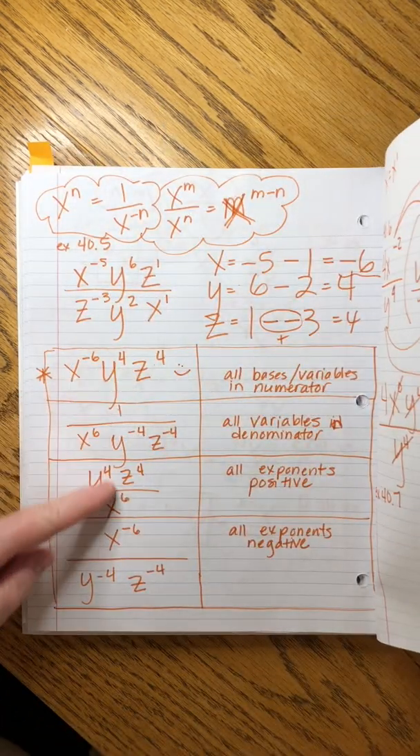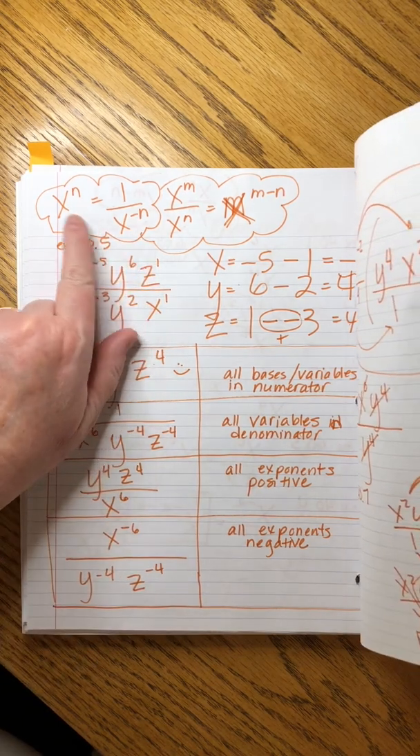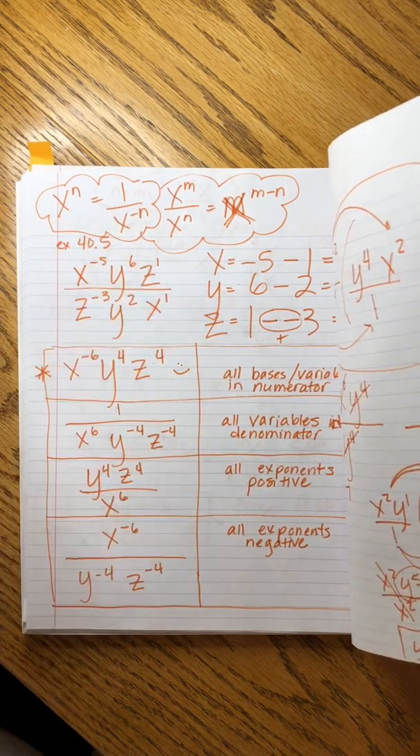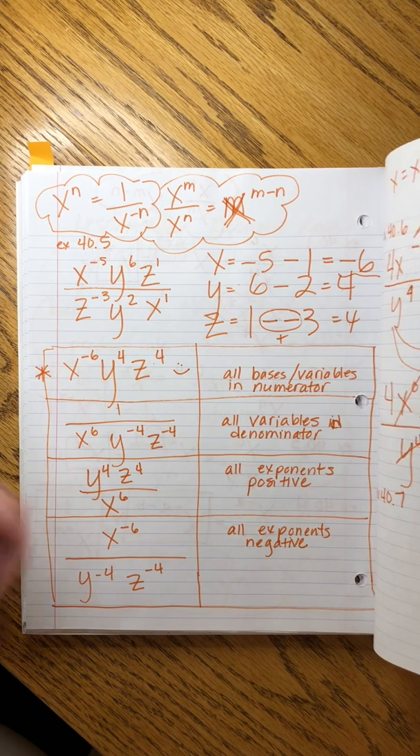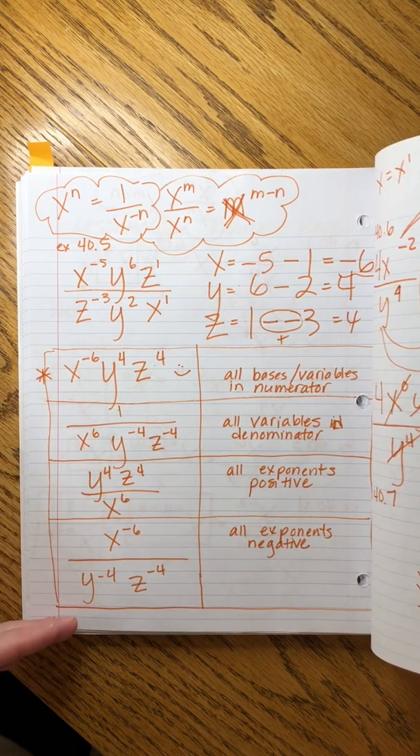Here's where we reviewed. This is the rule you use to flip things up and down. This is where we reviewed what each one means.